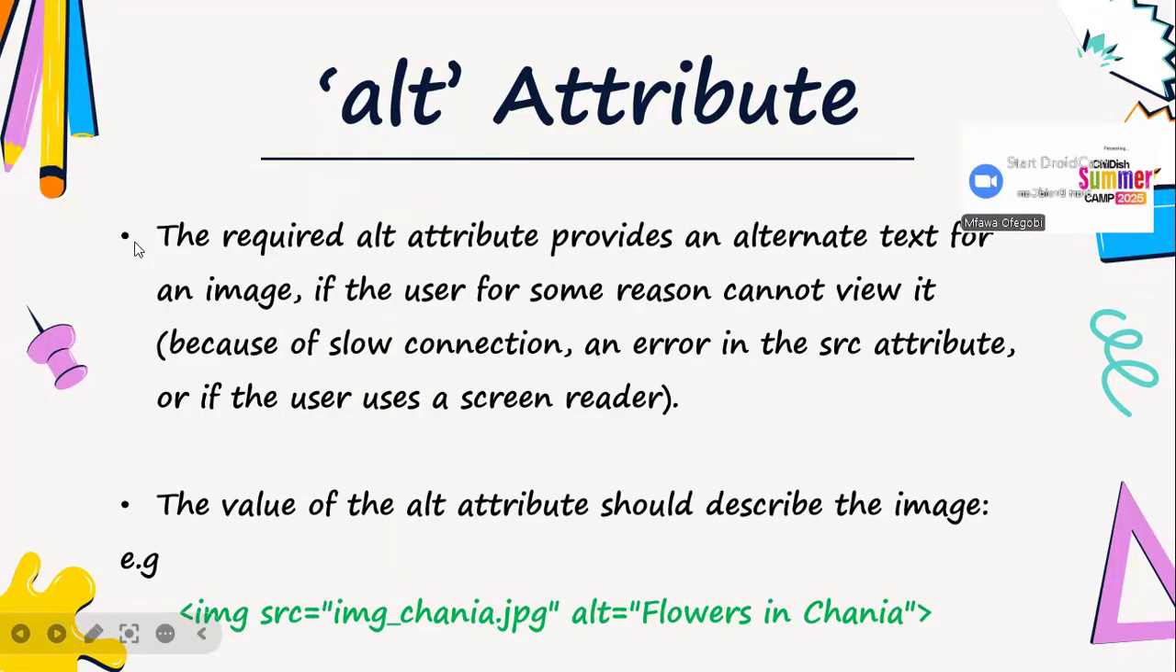The required alt attribute provides an alternate text for an image if the user, for some reason, cannot view it, because of a slow connection, an error in the src attribute, or if the user uses a screen reader. The value of the alt attribute should describe the image. For example, for an image chania.jpg, the alt text is "flowers in Chania." So for this image, definitely what will be displayed are flowers, right?